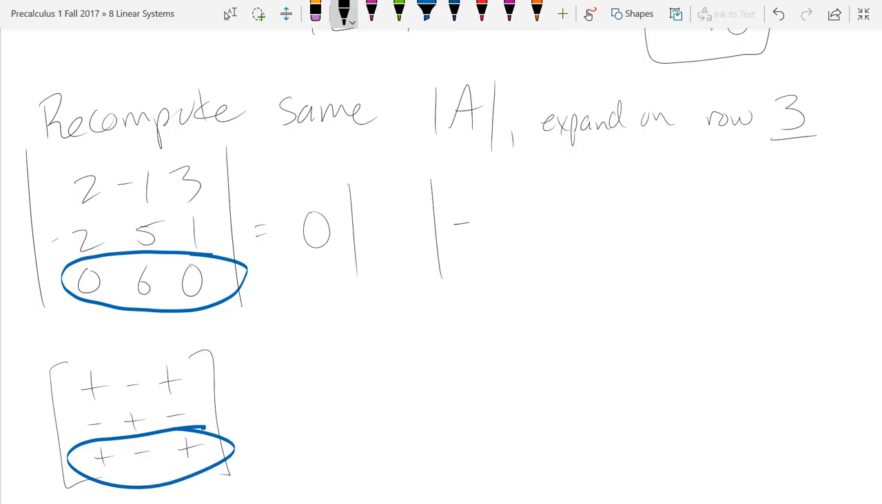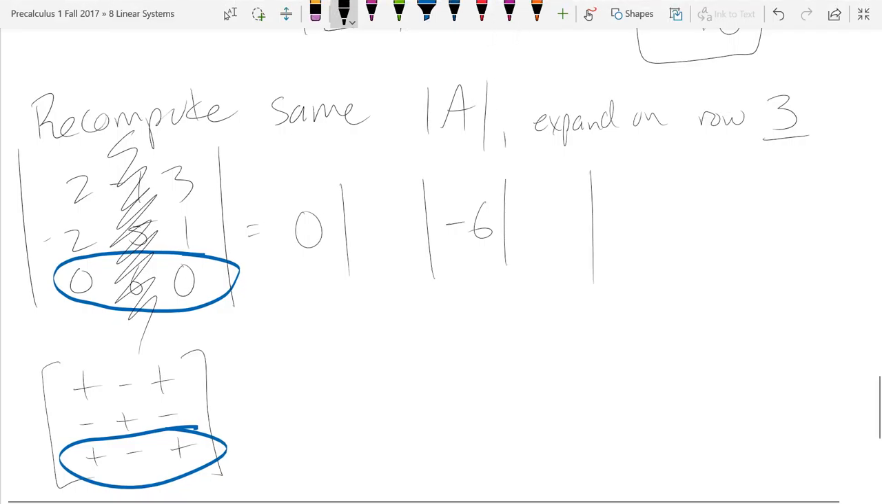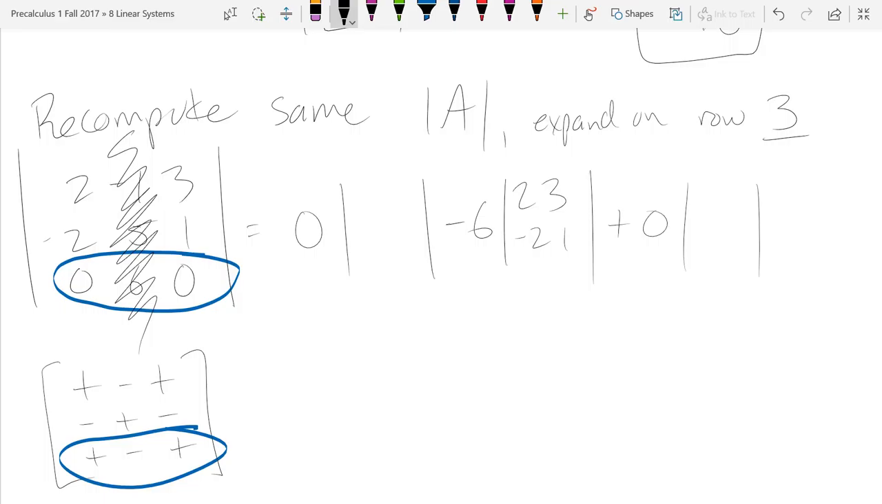Next entry is going to be minus 6. Now I definitely have to write down the minor here. So cross out column 2, or cover up column 2 and write the minor down. And last up, we have plus 0 times another determinant that I don't need to compute. So it saves computing two determinants, basically. So we got 0 minus 6 times 2 plus 6 plus 0. Now it's negative 6 times 8, negative 48. All right, good.